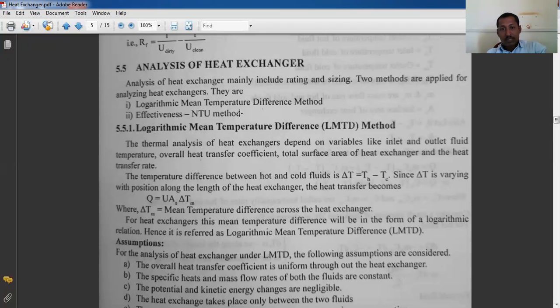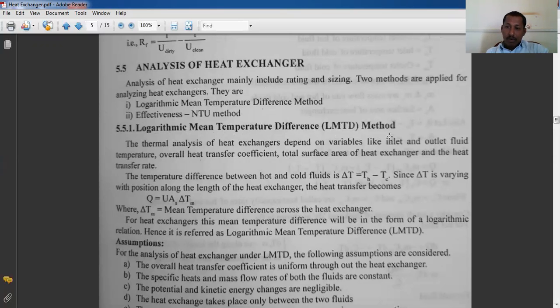Logarithmic mean temperature difference means the temperature is a function of the logarithm of the temperatures of the fluids, that is, the hot fluid and the cold fluid. Analysis of a heat exchanger mainly includes rating and sizing. The two methods applied are the logarithmic mean temperature difference method, also called the LMTD method, and the effectiveness NTU method.